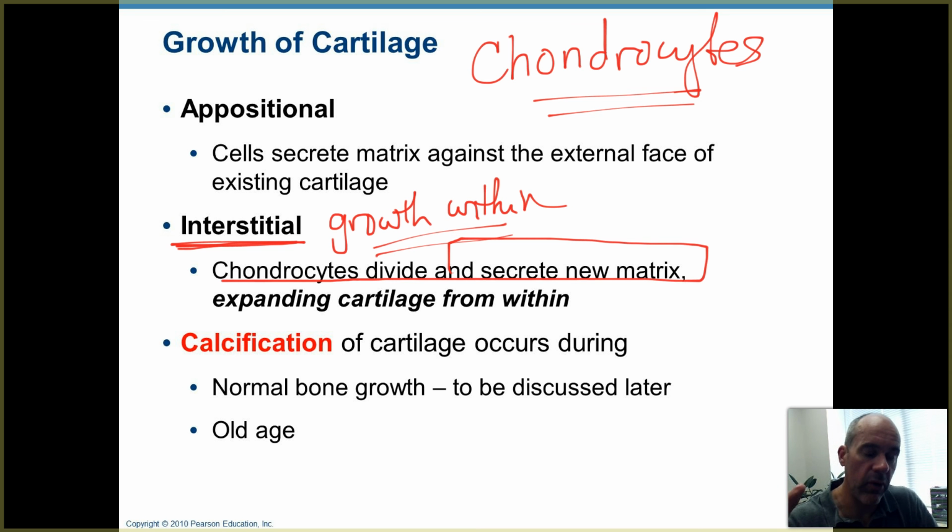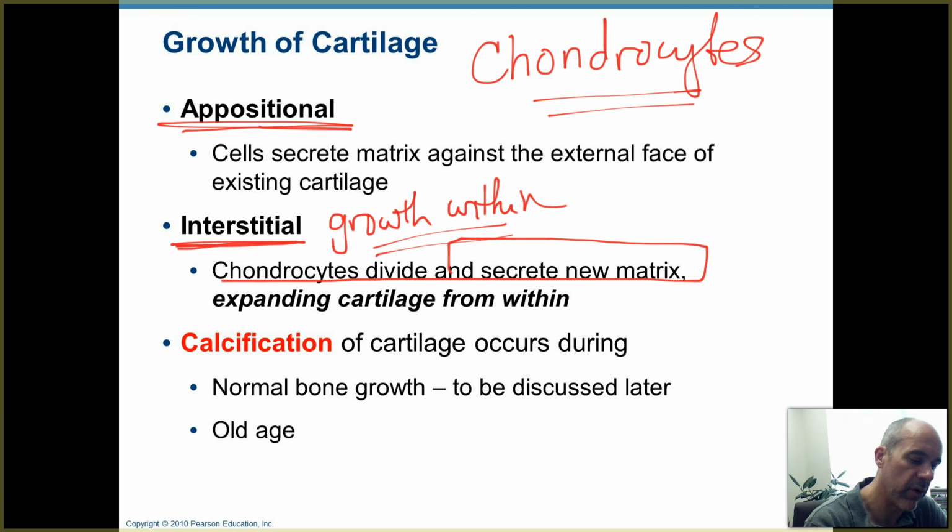Now you can also grow cartilage around the edges. It can get wider and wider, and that's called appositional growth. So you have chondrocytes along the external face of the cartilage that produce new matrix, new hyaline cartilage, or if it's a different type of cartilage, that type of cartilage's matrix along the edges. That's called appositional growth. We'll see appositional growth also when we talk about bone growth, and that also refers to widening of the bones from the surface.